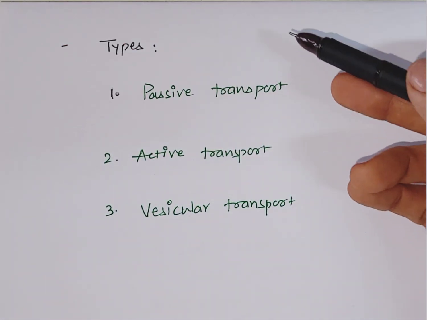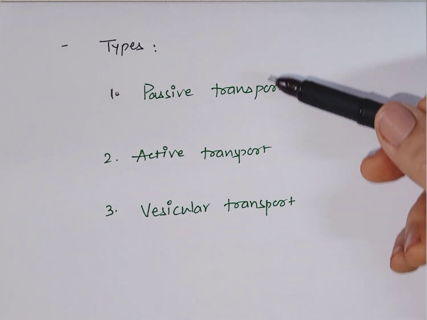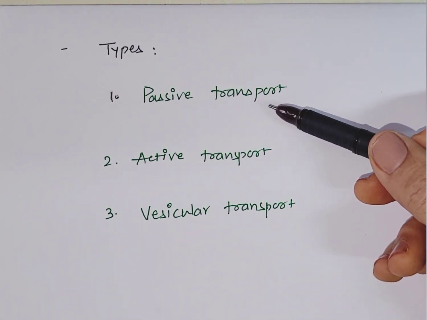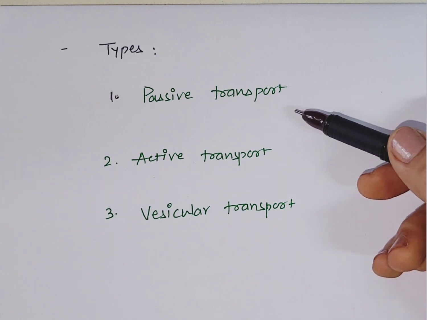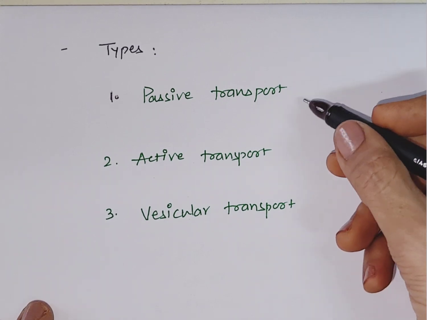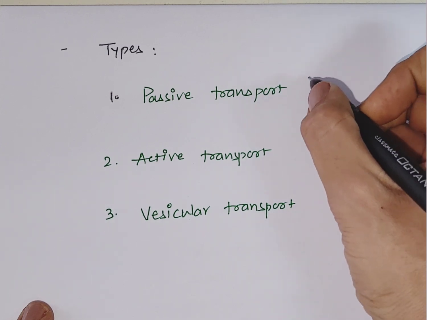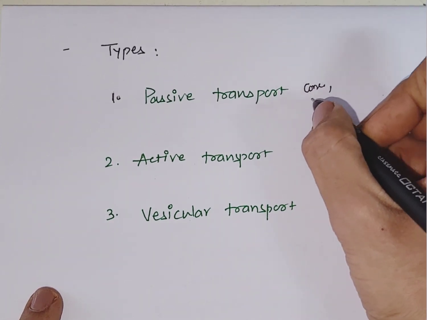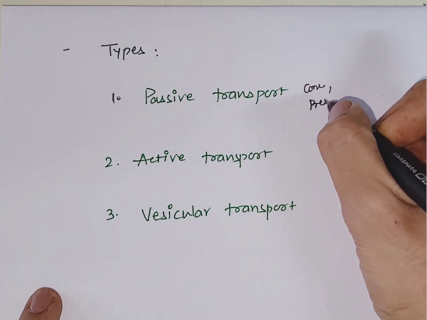Now, transport mechanisms are divided mainly into three types. Number one is passive transport, which is also known as downhill movement. Here, substances are transported along the gradient. Gradient means from higher to lower: along the gradient of concentration, pressure, or electrical gradient.